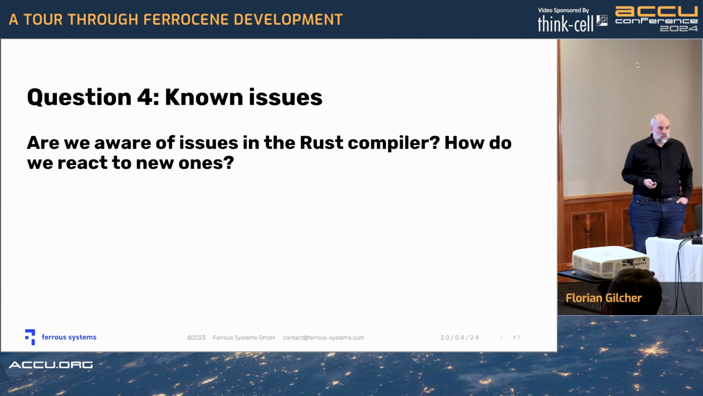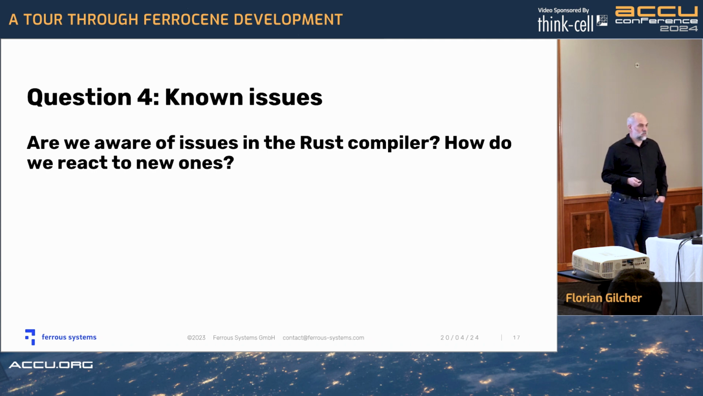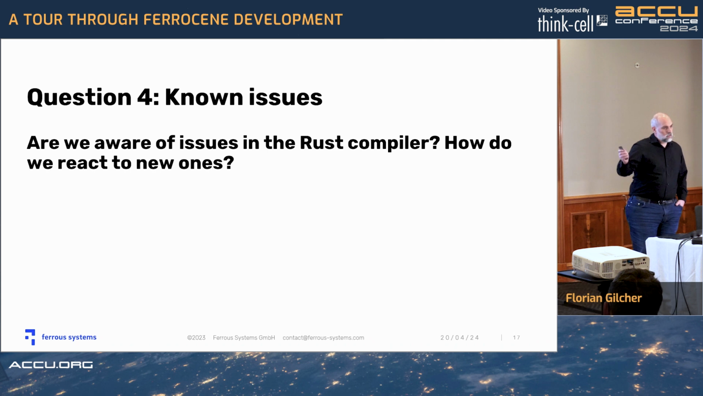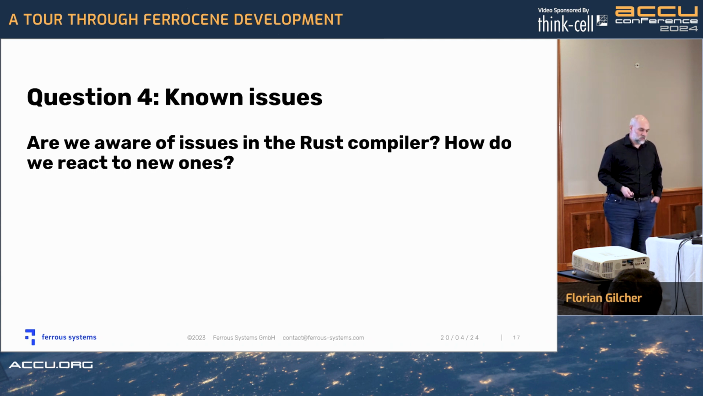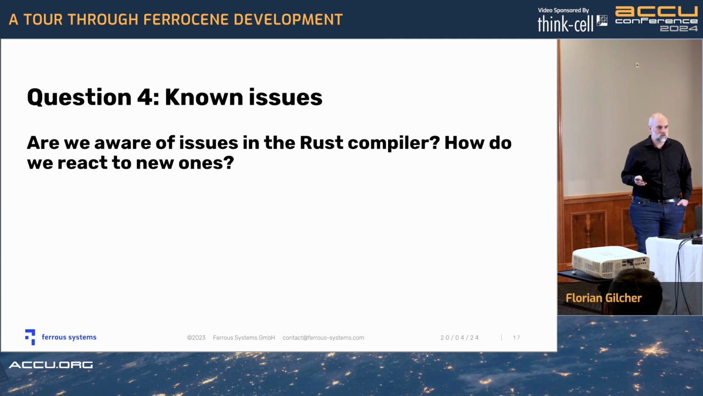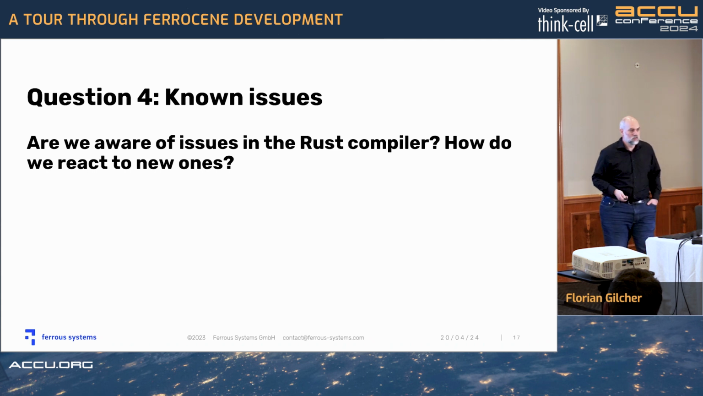Are we aware of any known issues in the Rust compiler? If we become aware of new ones, how do we react? How do we make sure, when we already shipped a compiler to a customer, they have used it to build an ECU, and the car's on the road, that there is a chain we can deal with that? I'll be a little bit less focused on that because this is a pretty big organizational issue and pretty standard. You have a support channel to your customer.